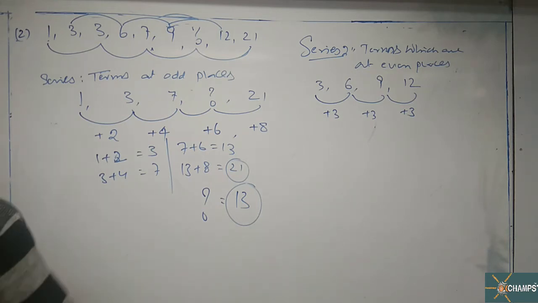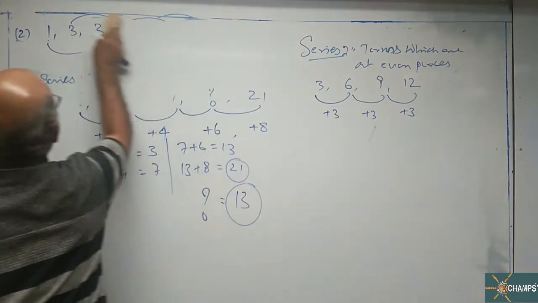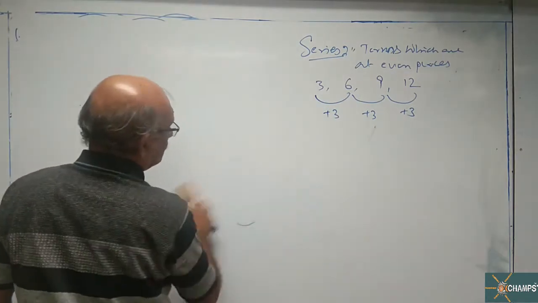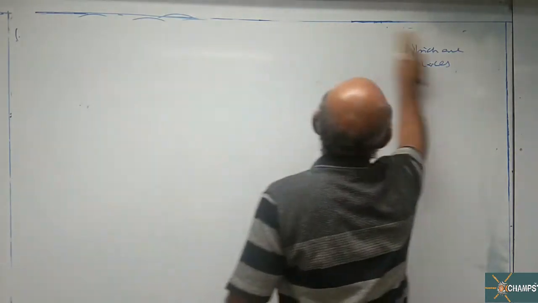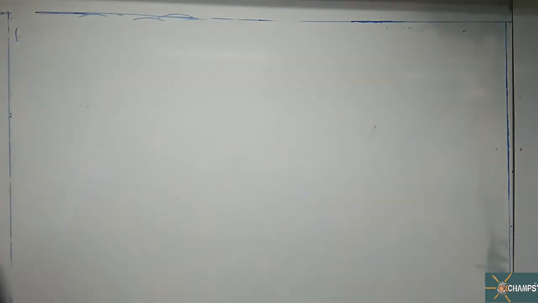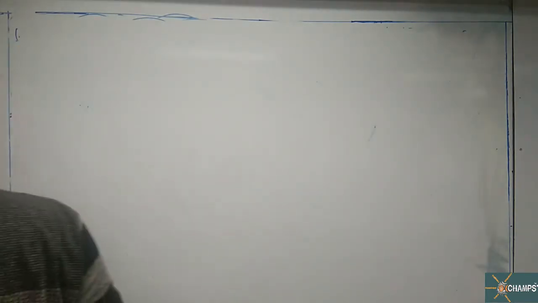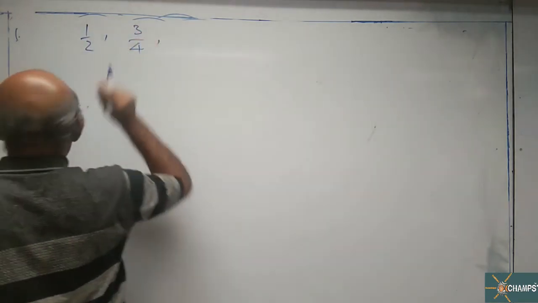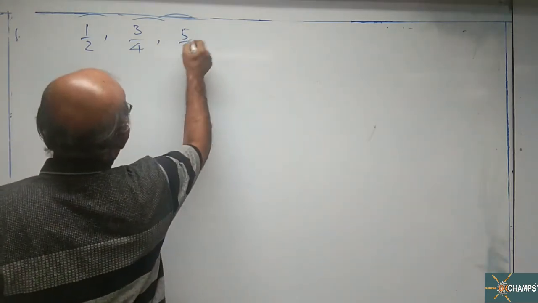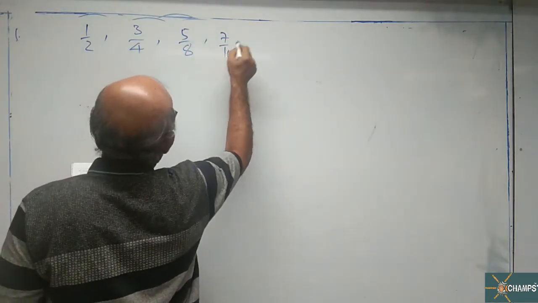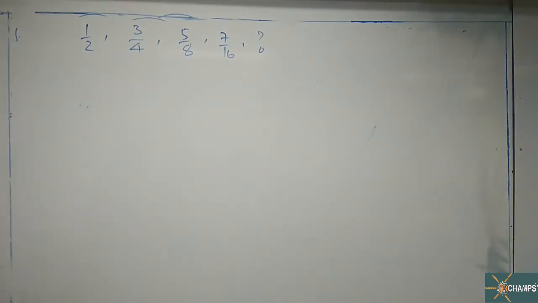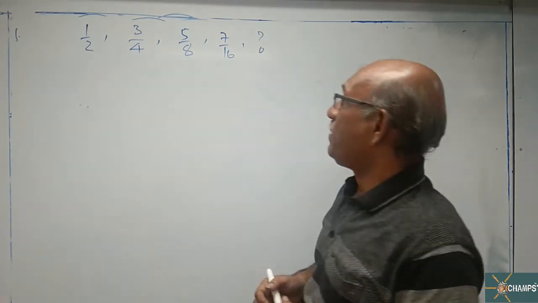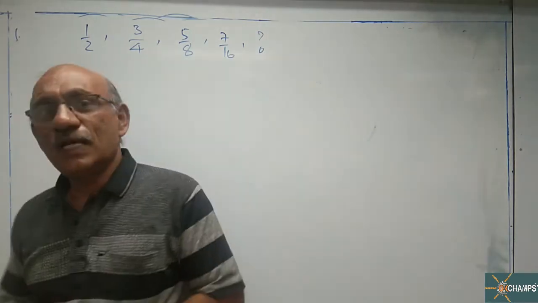Now, let us see the next question. 1 by 2, comma 3 by 4, comma 5 by 8, comma 7 by 16, comma question mark. Look at this, sir.